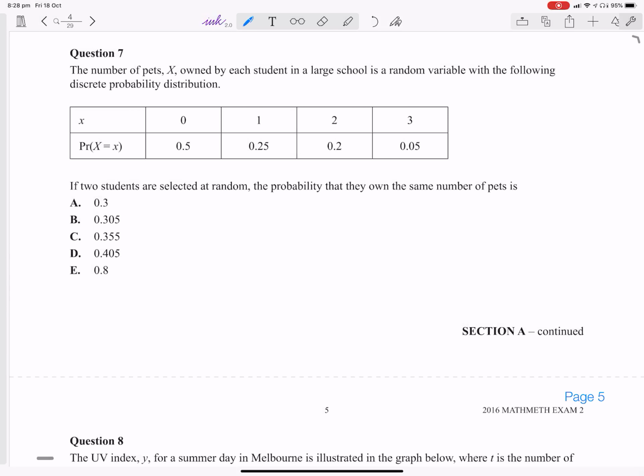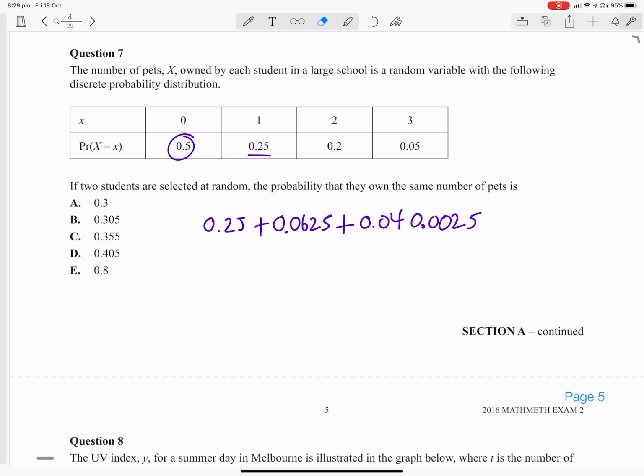Number of pets owned by each student in large schools of probability distribution. If two students select, probably they own the same number of pets, so they either have 0 together, which is a half times a half, which is 0.25, or they have 1 together, which is 0.25, so 0.0625. Of course, I need 4 numbers after the decimal point. 0.2 times 0.2 is 0.04, and 0.05 times 0.05 is 0.0025. We need 4 numbers after the decimal.